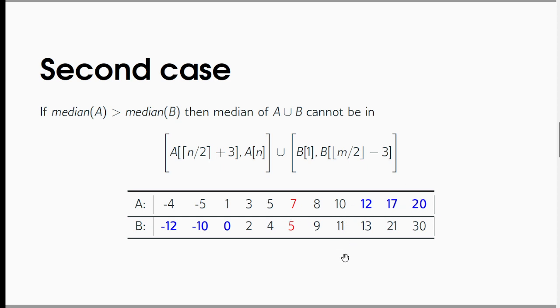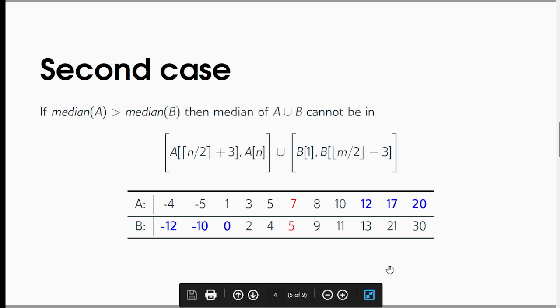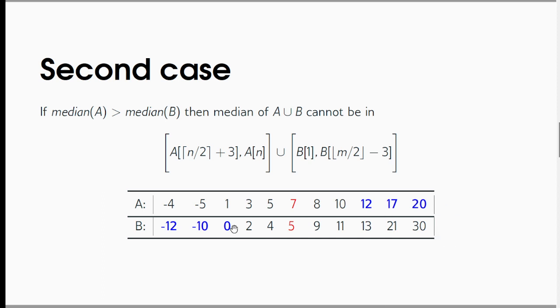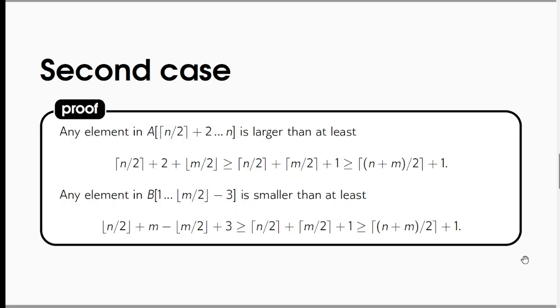So they are too small to be the median of A and B. So you can easily throw away these elements. But you need to be careful when you do that. Before we do that, if you really want a mathematical proof, this is one. You can pause the video and check the math. I'm not going to spell it out, but this is a rigorous proof.